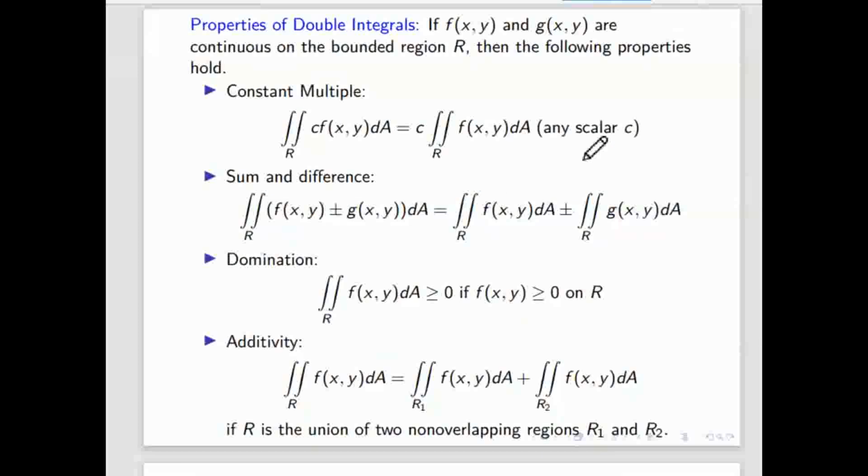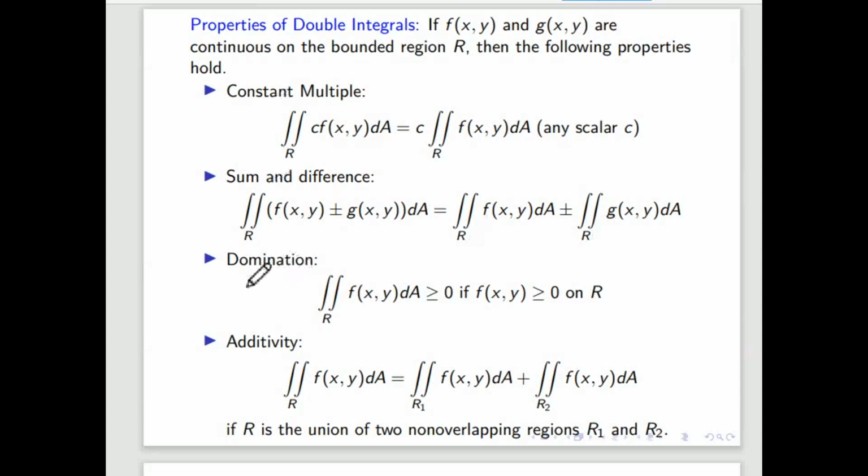So these are some properties of the double integral. If you multiply by a scalar, then the answer will also be multiplied by c. If you integrate c times f, whatever integration comes is nothing but c times the integration of f over the region R. Sum and difference also have the same property. If it is plus, then it will be the individual sum. If it is minus, that is the individual difference.